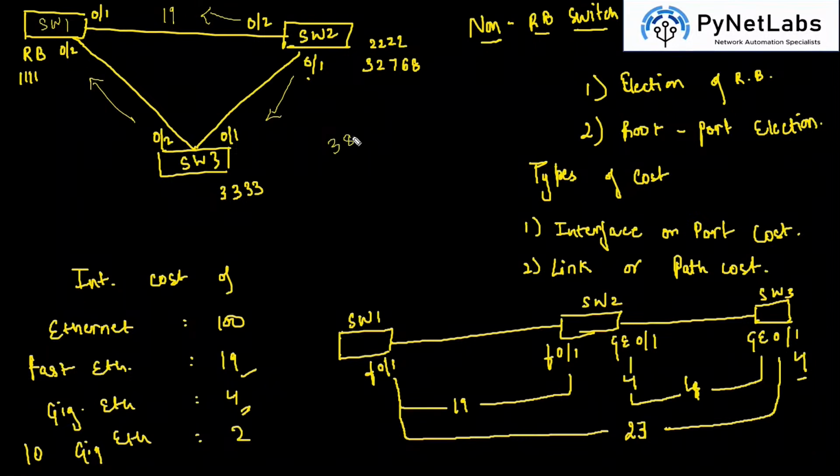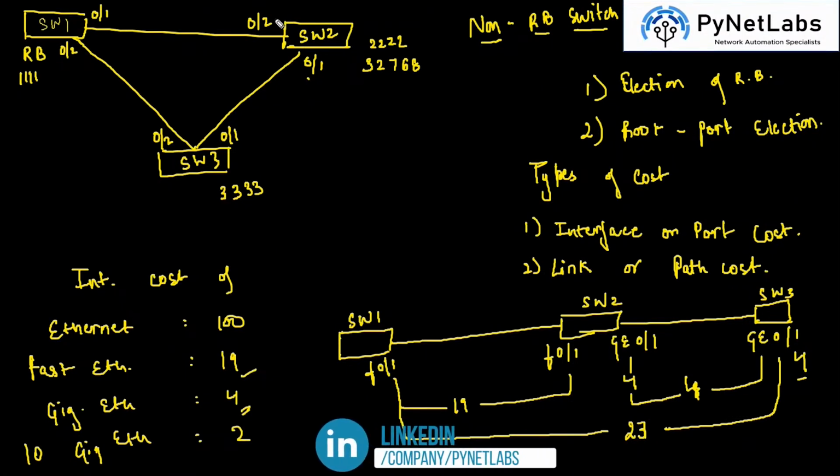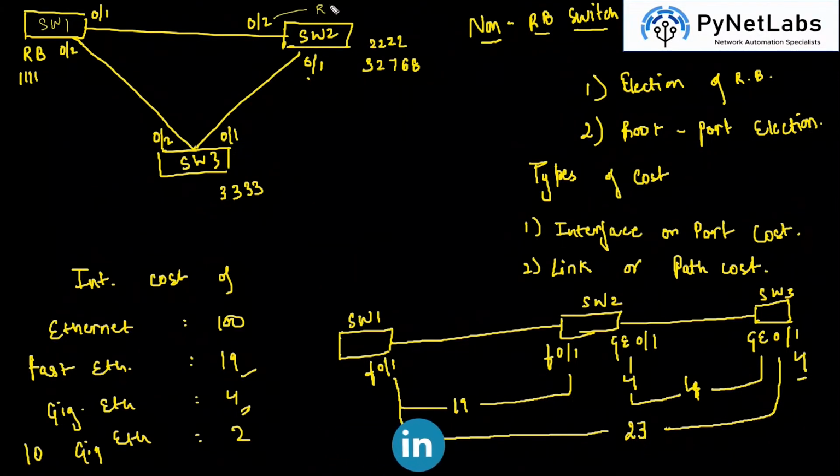Is it true that the cost for this route, which is going like this, is 38, and for this route it is 19? Yes, right? So basically we will select the path with the lowest cost. So we are going to select this path, right? We will be selecting the path which is going there from FA0/2, and for the same reason we will elect it as root port.